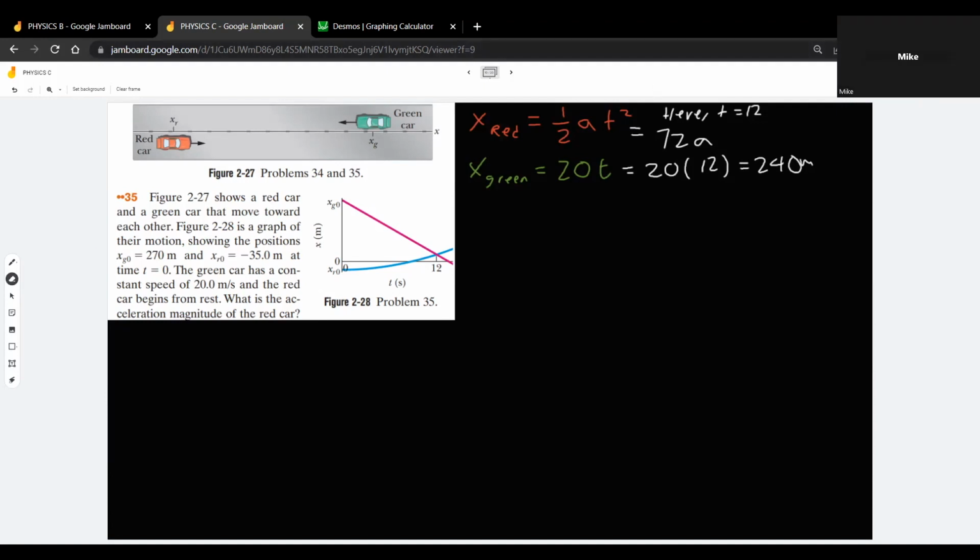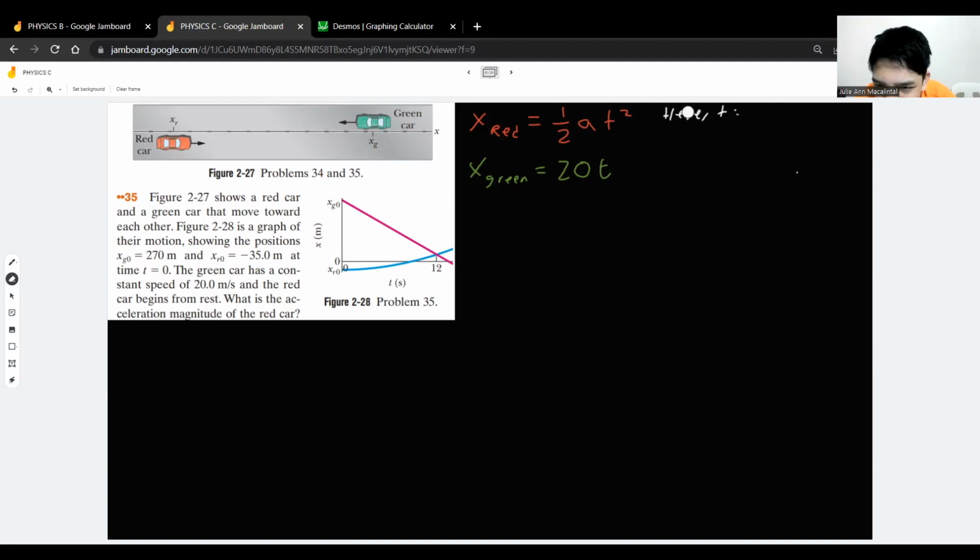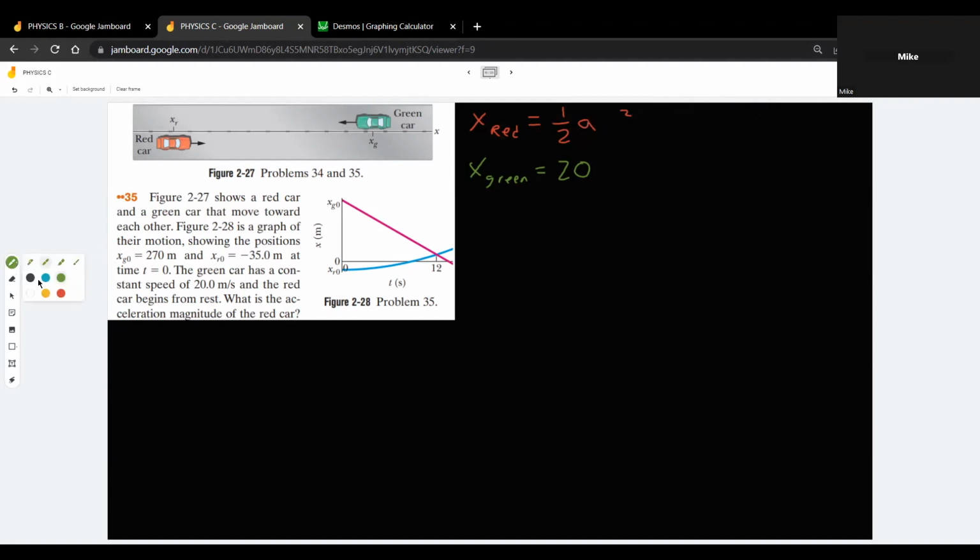Tapos, ayun. So yung function mo should look like 1/2 AT squared. Yung x-red is 1/2 AT squared. Tama naman na yung functional form mo 1/2 AT squared. Unknown yung A, pero kulang yan. May mga additional terms ka pa dapat sa red.